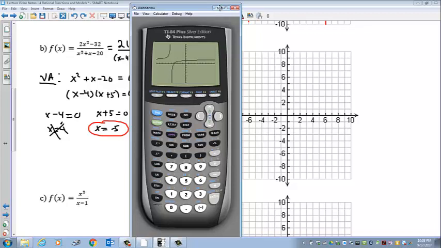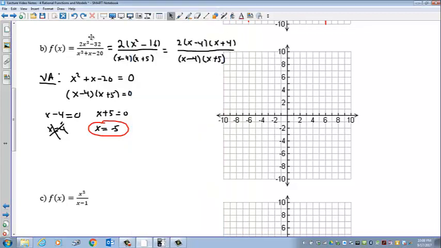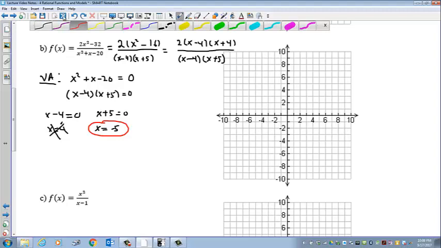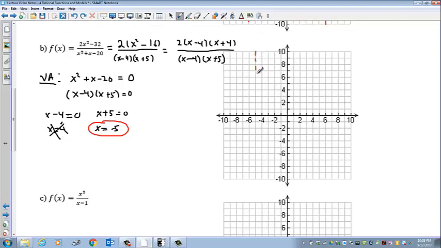So on my graph, I think what I'll do is draw a vertical asymptote at -5. So here's a vertical asymptote at -5. And you can see that on the graph on my graphing calculator. So here's my vertical asymptote at -5. You can label it if you want, x equal to -5. And I'm going to put a great big hole at 4.